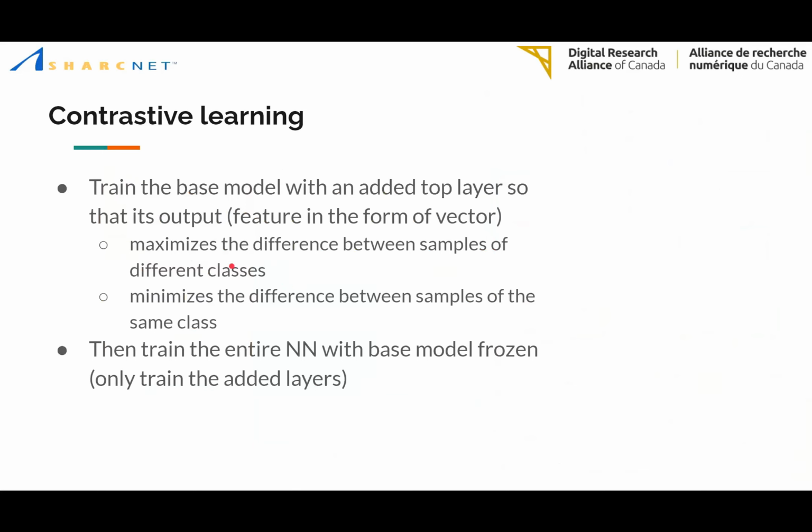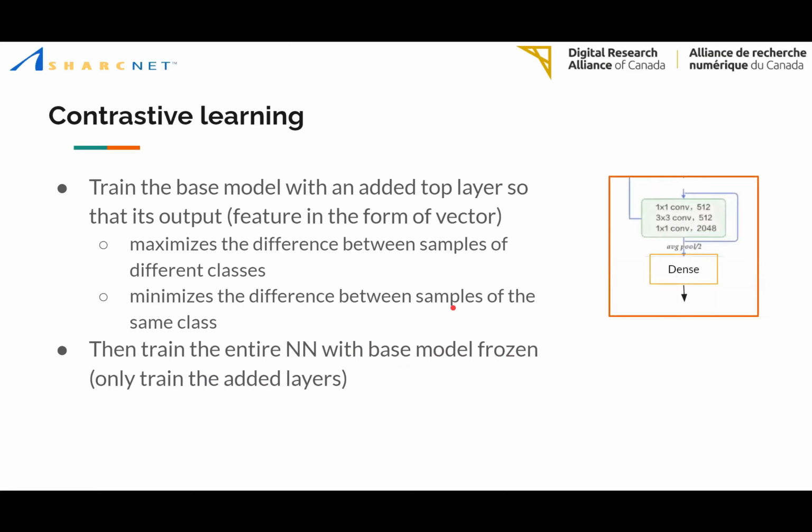But what's the goal of training the base model? We want its output to maximize the difference between samples of different classes and minimize the difference between samples from the same class. So that's the purpose. After we train that, we add new layers to the base model. And when we train the added layers, we freeze the base model. So that's how we do it.